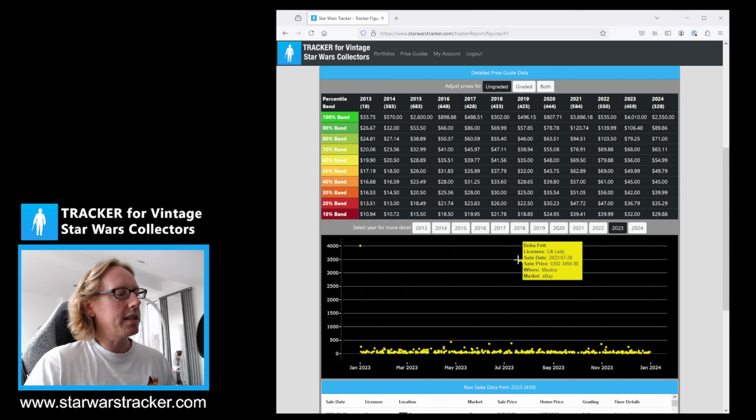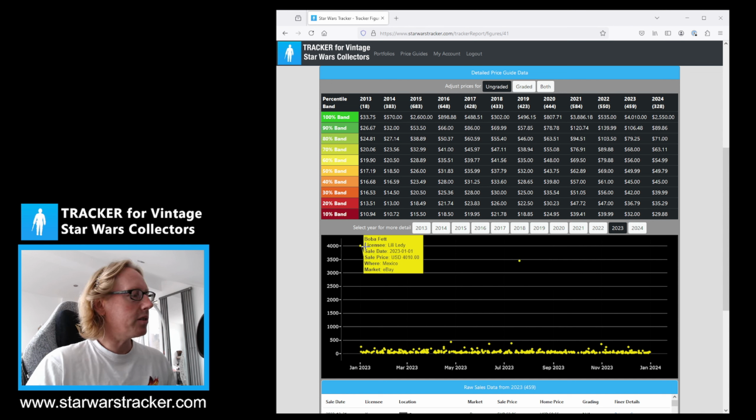These data points here are for Lily Ledy Boba Fetts, which are the ones that have the removable rocket, only made in Mexico. They're quite unique and they speak to collectors. There's a bit of a throwback to the rocket-firing Boba Fett that was never released. The Lily Ledy one is the next best one that people can get in that kind of ilk. So they do command a high price when you can get them.